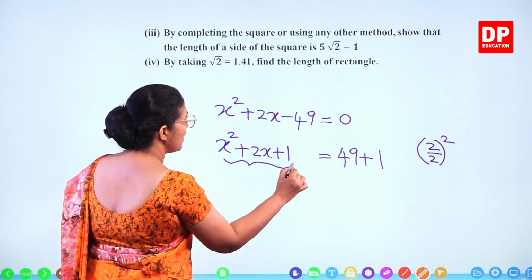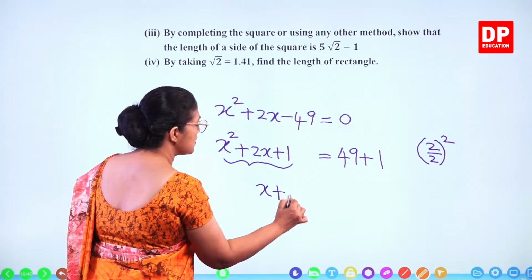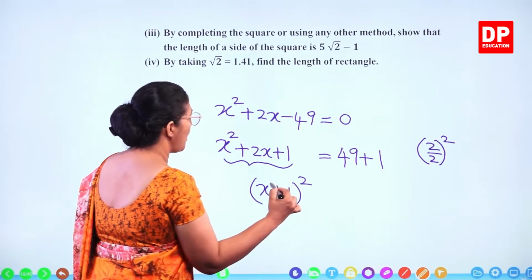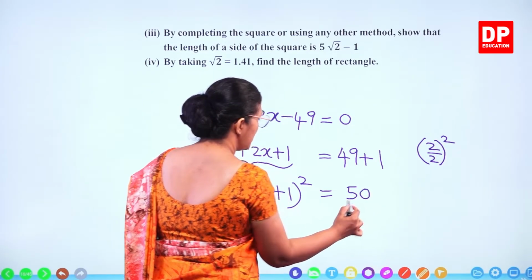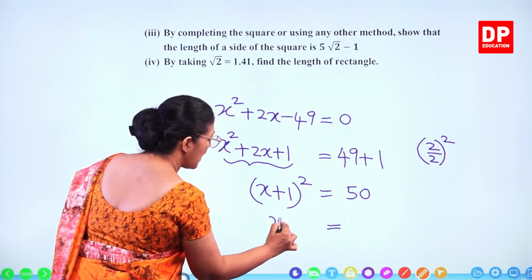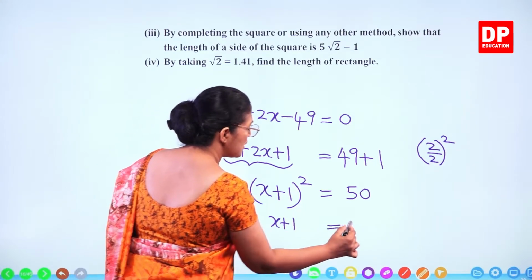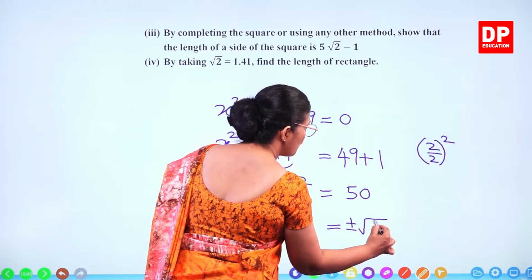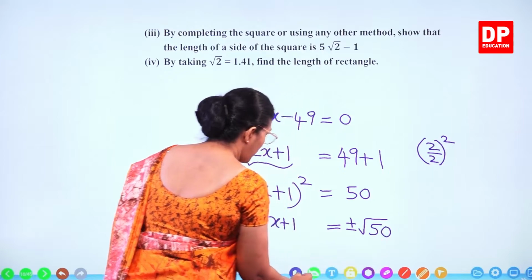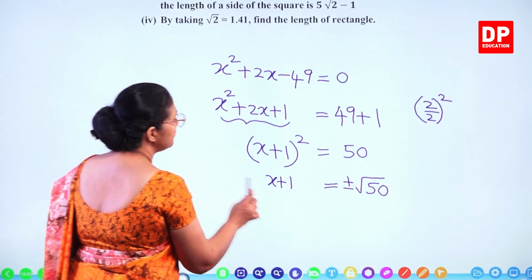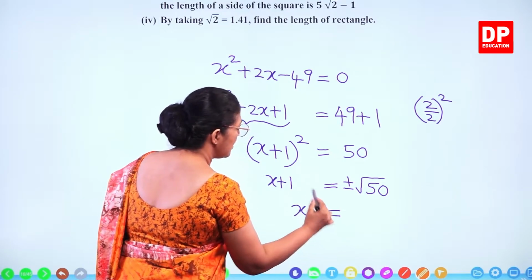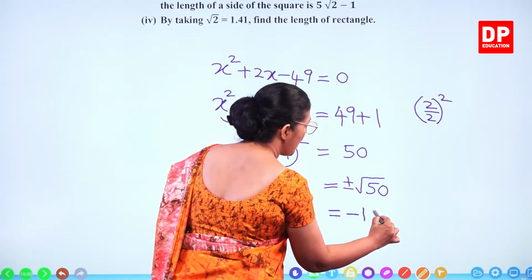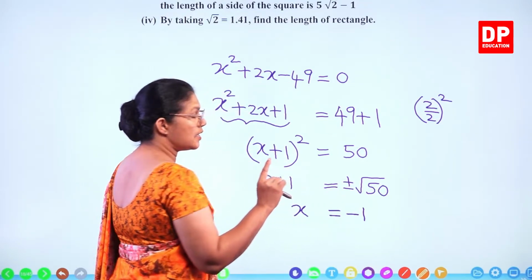Then this one you can write as a square term. That's (x plus 1) whole squared. And this one becomes 49 plus 1, 50. Take the square root of both sides. x plus 1 becomes plus or minus root 50. And what are the solutions? You can write x equals minus 1 plus or minus root 50.